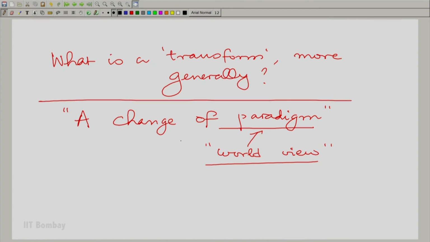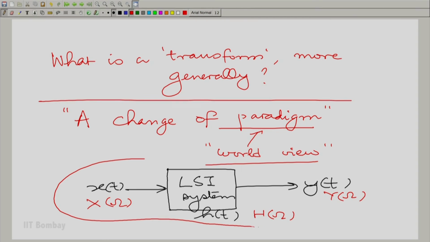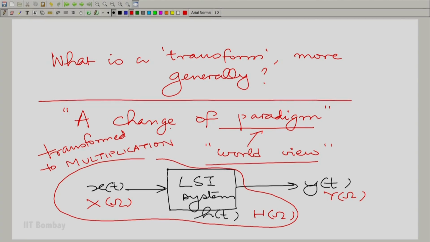You see, the whole context, the system and the signals, all of them are transformed. So, x(t) is transformed to capital X of omega, h(t) to capital H of omega, and y(t) to capital Y of omega, and this operation of passing the input through the LSI system is transformed to multiplication.